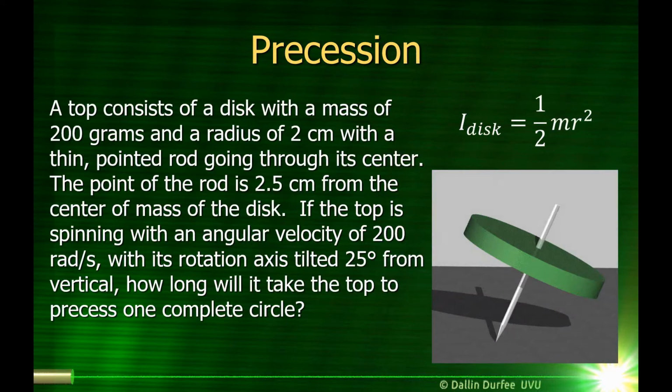Okay, let's work a problem with this now. A top consists of a disc with a mass of 200 grams and a radius of 2 centimeters, with a thin pointed rod going through its center, as shown in the figure on the right. The point of the rod is 2.5 centimeters from the center of mass of the disc. So if the center of the mass of the disc is in the middle of the disc, this distance down here to the point is 2.5 centimeters. If the top is spinning with an angular velocity of 200 radians per second, with its rotation axis tilted 25 degrees from vertical, how long will it take the top to precess one complete circle?